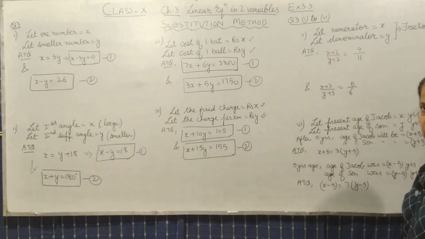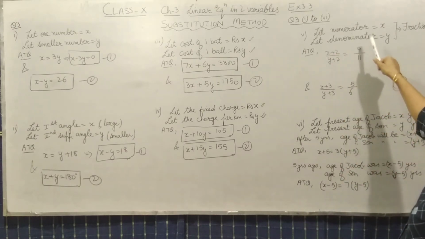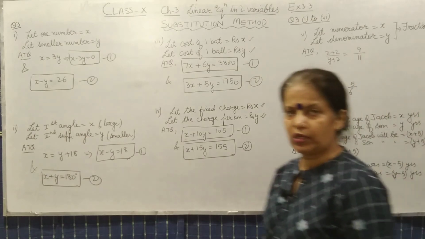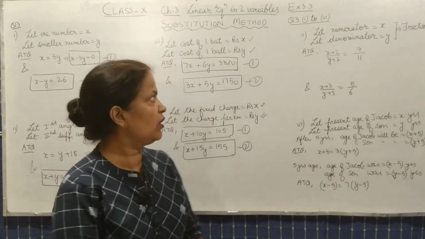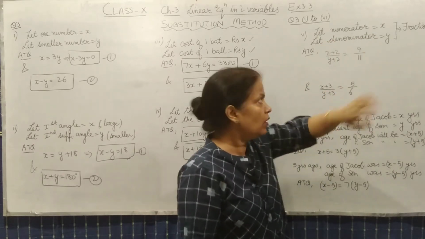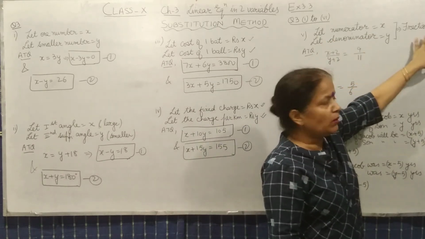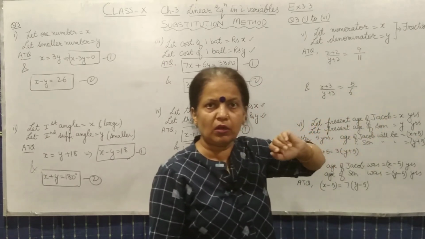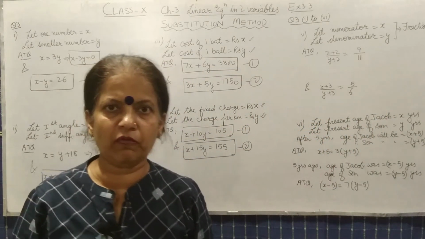Question 5 is related to the numerator and denominator. So we will assume the numerator as x and the denominator as y. So what will be the fraction? The fraction will be numerator upon denominator.